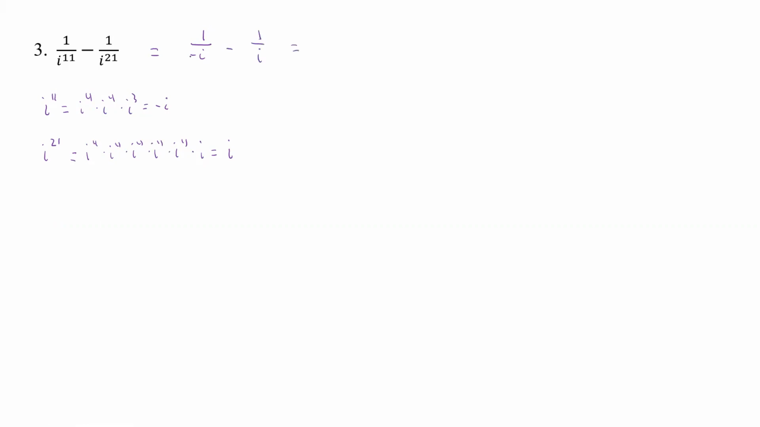Now, remember, this negative in the denominator really could be anywhere. What we could have is negative 1 over i minus 1 over i. So now we have the common denominator. So minus 1 is going to give us negative 2 over i.